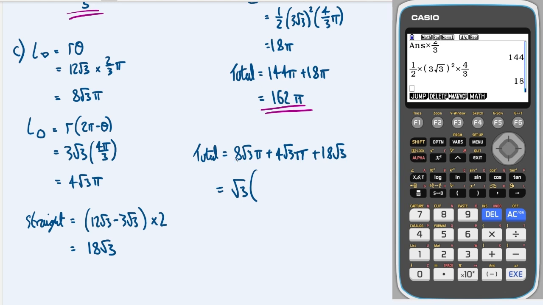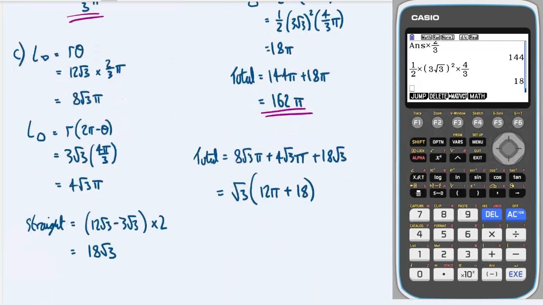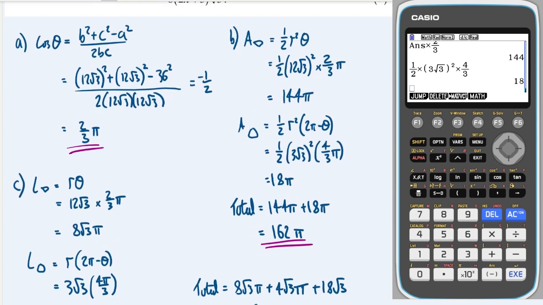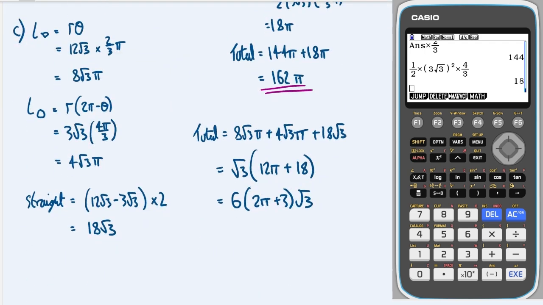So take the root 3 out, that's going to give me 12 pi plus 18. How do they want it? They want to take out the 6 as well? Yep. So 6, 2 pi plus 3 times by root 3. I think that's how they have it. Perfect.